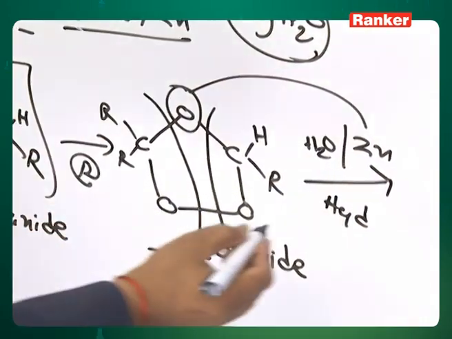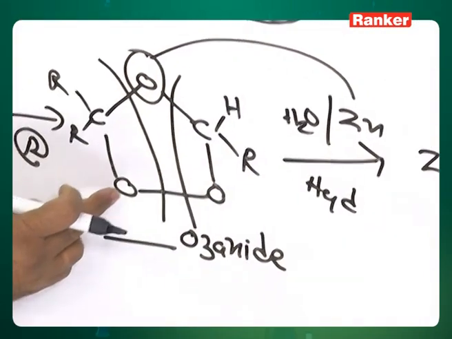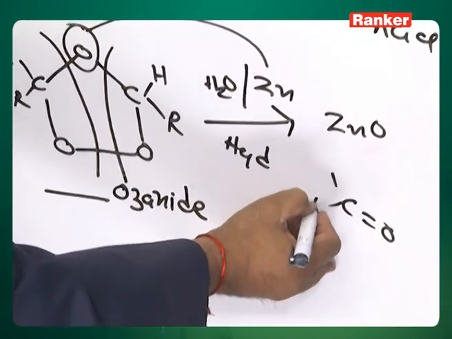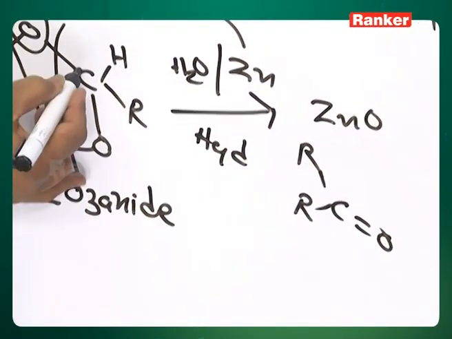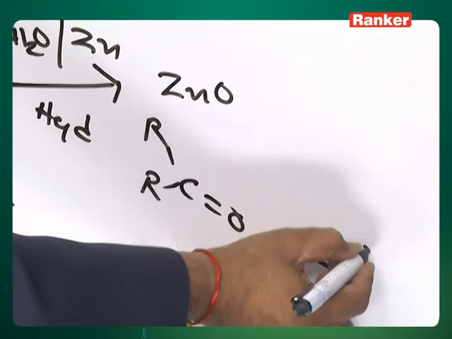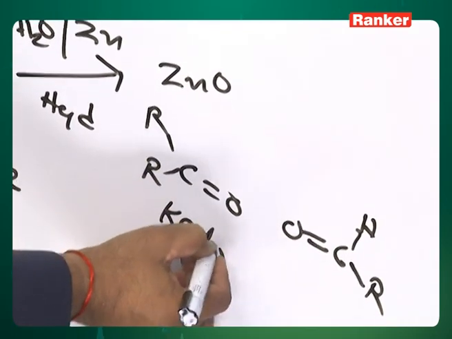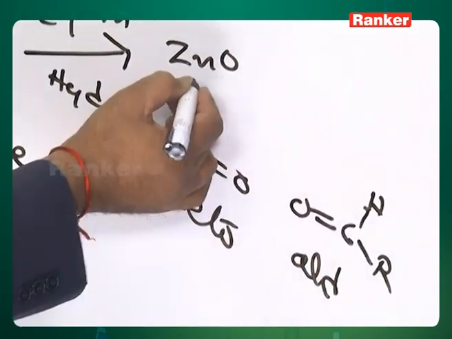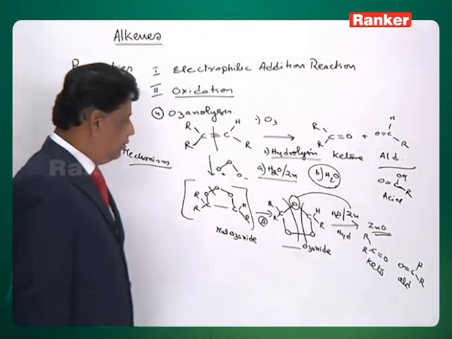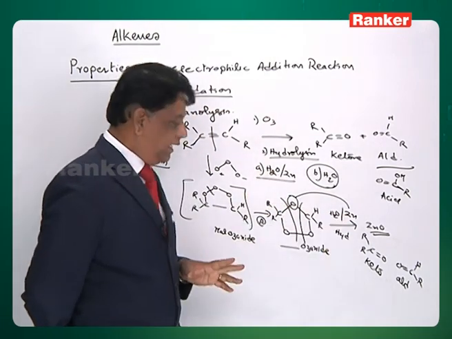So zinc oxide is formed, right. Then what about these 2 pieces? This oxygen will be restored on this side. So one will become a ketone with 2 R's. The other one will be a carbonyl group with the aldehyde, 1 hydrogen, 1 R is an aldehyde. This is a ketone. So 1 ketone, 1 aldehyde, and 1 zinc oxide is formed. Zinc has some role here. Zinc will absorb that middle oxygen and becomes zinc oxide.